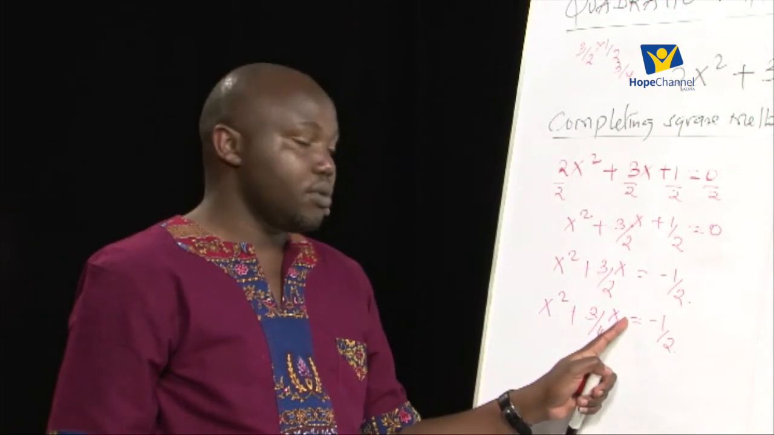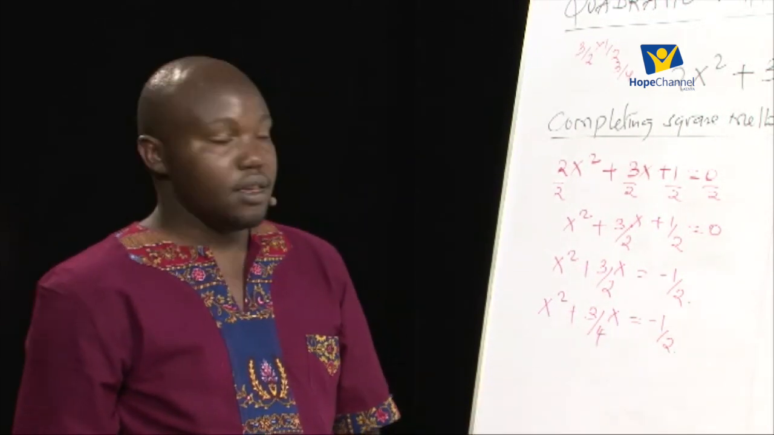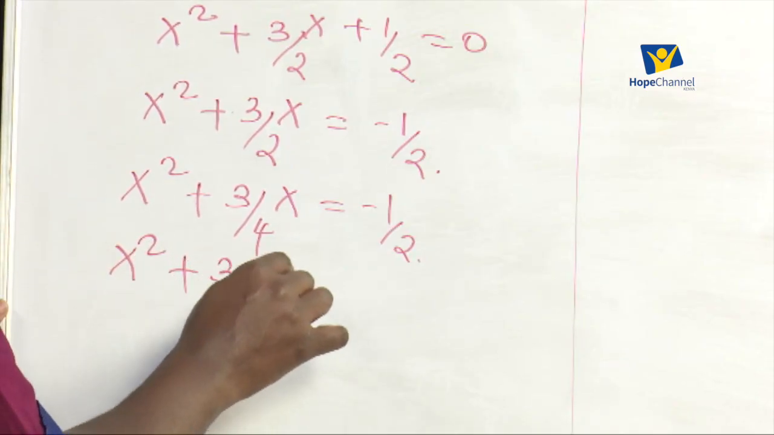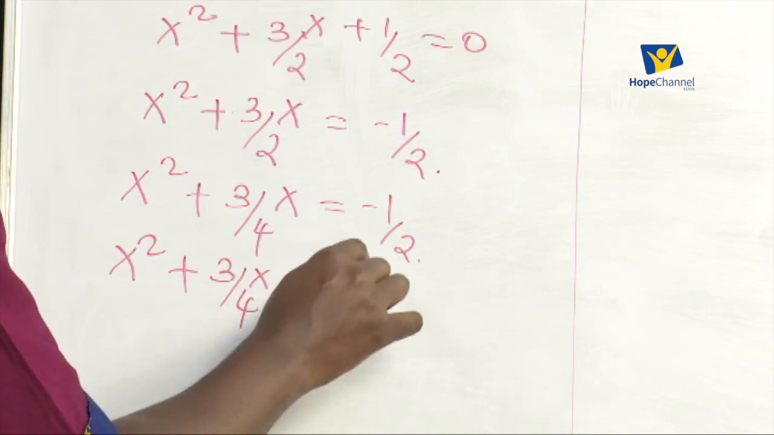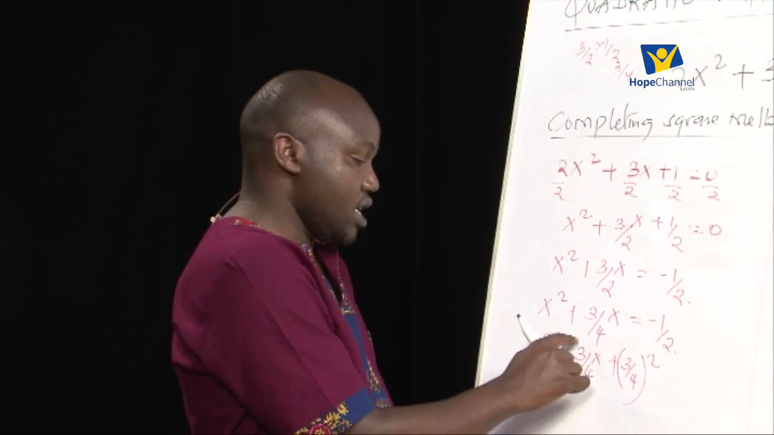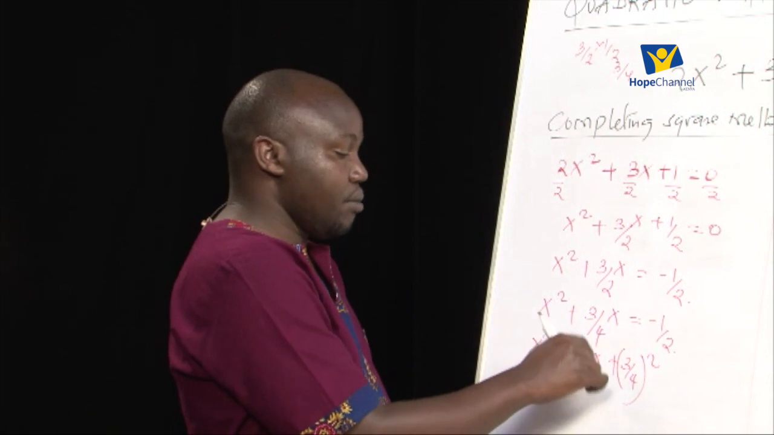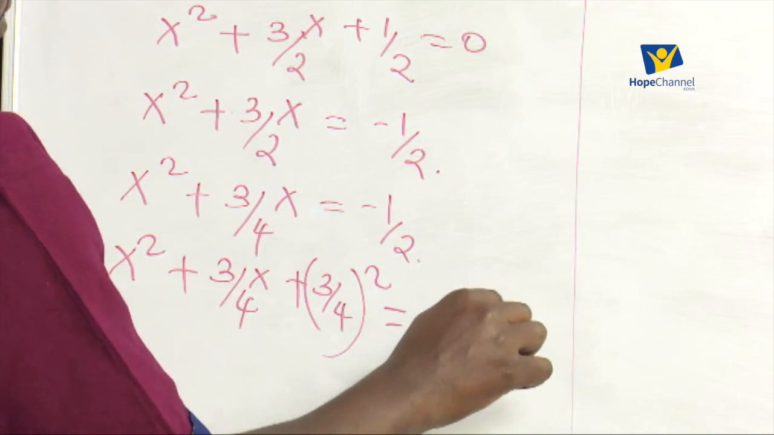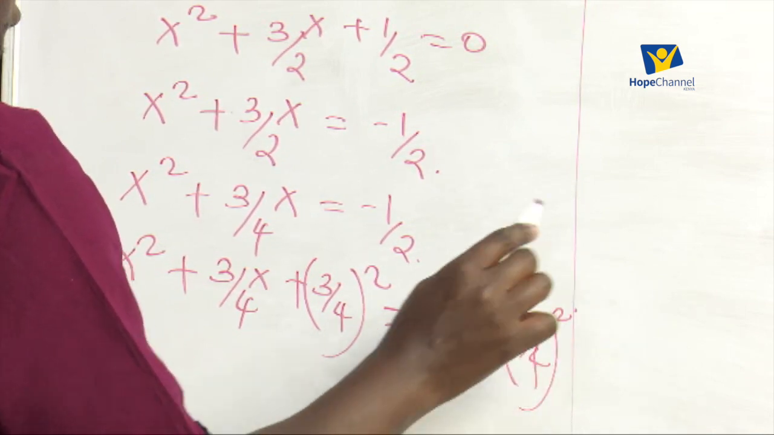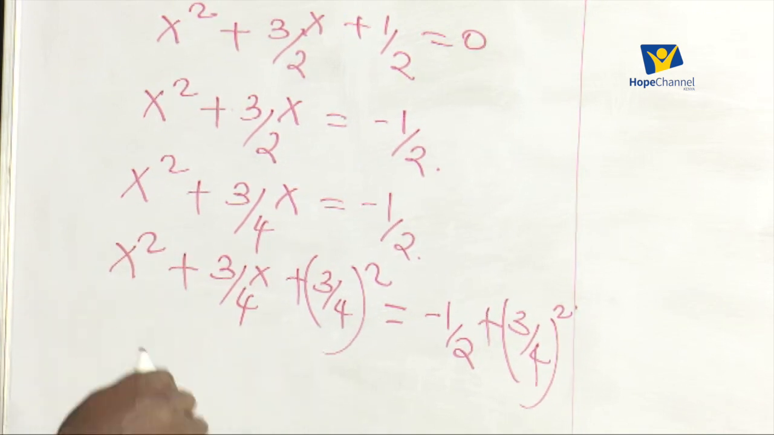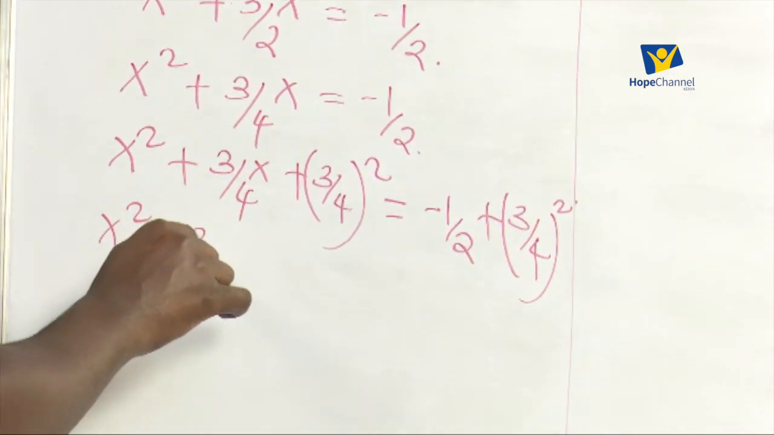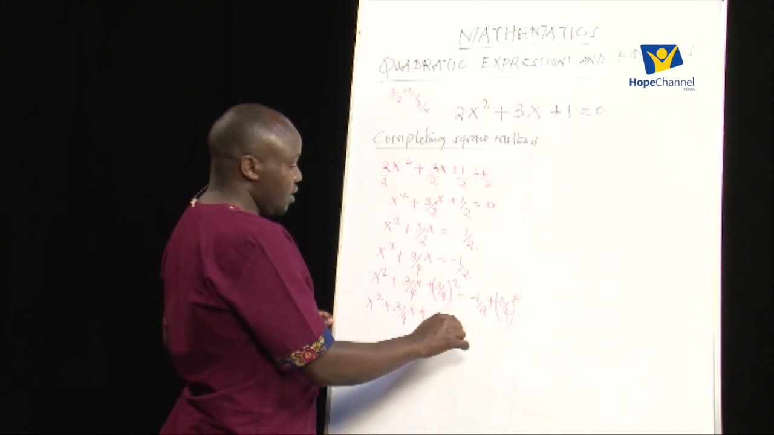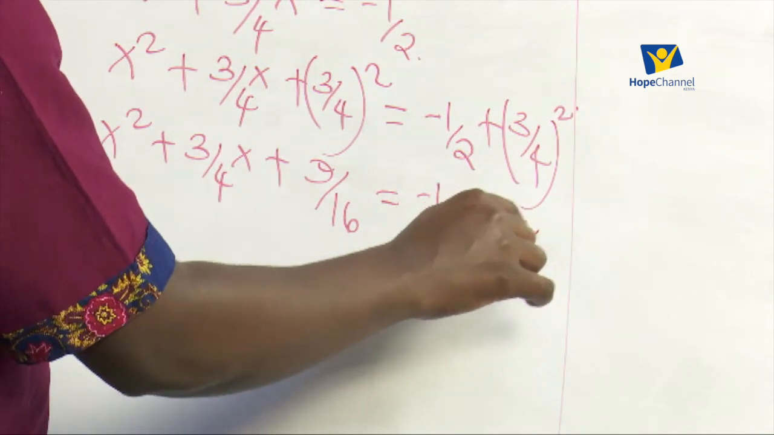We add before the equal sign and we add after the equal sign, which means we're going to have x squared plus 3 over 4x plus 3 over 4 squared. Remember, we are only squaring the coefficient, and the coefficient is an integer, a number, not the letter. Remember that. So is equal to negative a half plus 3 over 4 squared. Now let's open this. We're going to have x squared plus 3 over 4x plus 9 over 16 will give us negative a half plus 9 over 16.